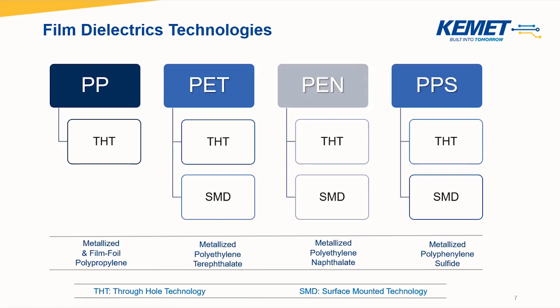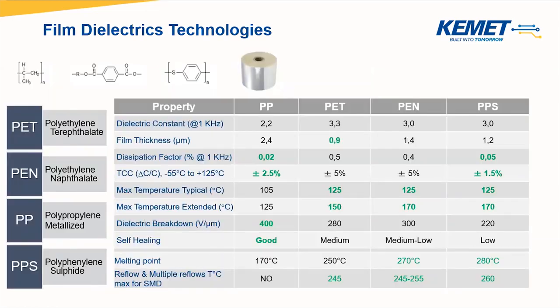SMD. Also, we have 3 additional common dielectrics: PET, polyethylene terephthalate, PEN, polyethylene naphthalate, and PPS, which is polyphenylene sulfide. These are used for through-hole technology, but also for SMD technology. So let's have a look at the main differences between these dielectrics. So we said polypropylene is very common.